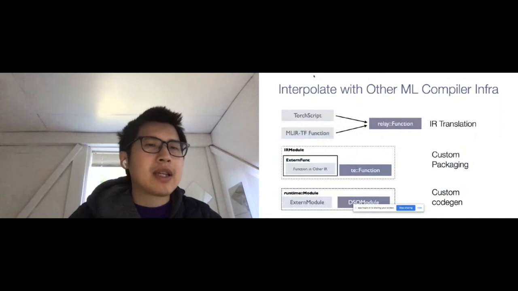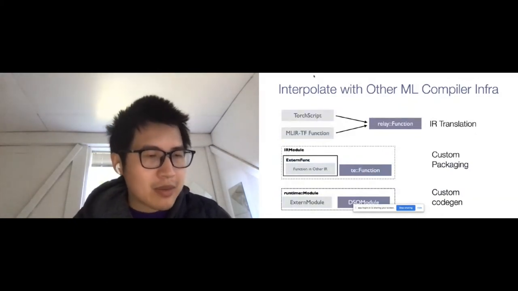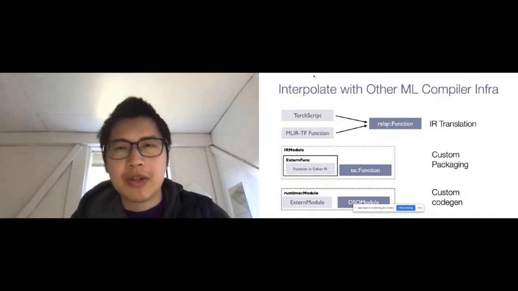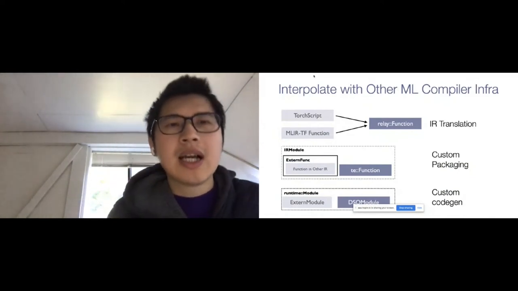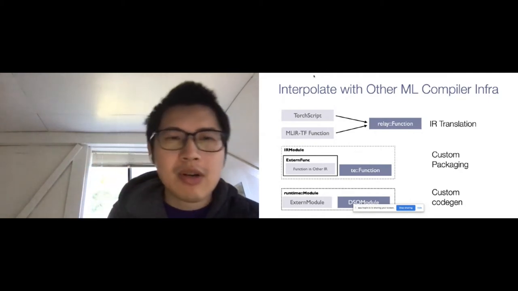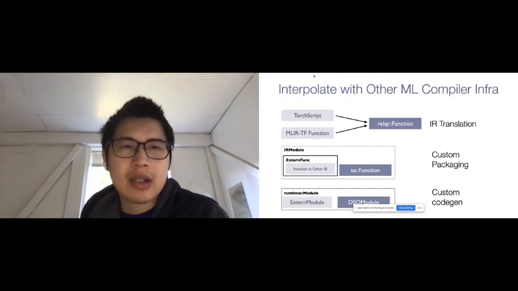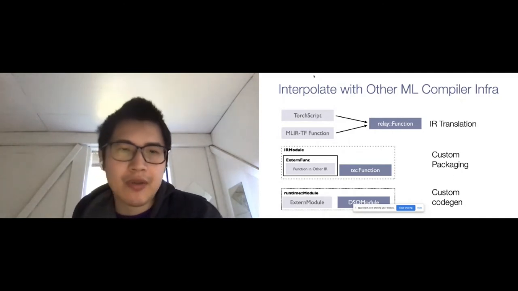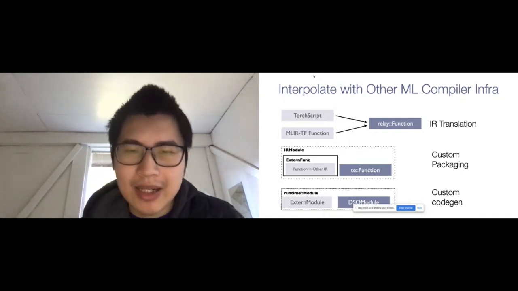Another thing that we're actively looking at, as an open source project, is being able to interoperate with other existing machine learning compiler infrastructure. In particular, we are working on bringing in models from both TensorFlow and PyTorch and being able to generate code that contains external functions and makes use of customized packaging and customized code generation.